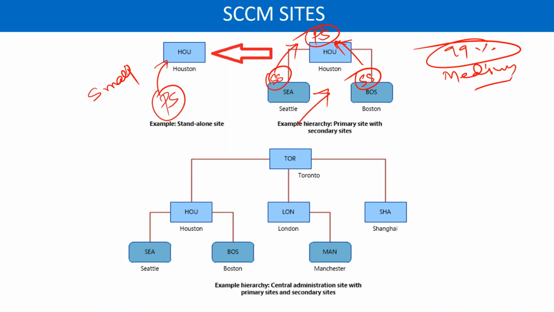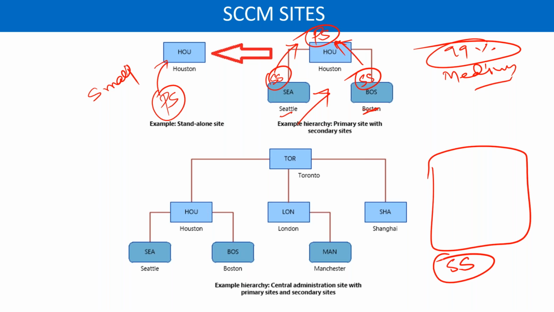Seattle and Boston would be the distribution points reporting to the main server, right? Seattle and Boston will have distribution points too, but they will have secondary sites. On that secondary site, you will have a distribution point and a management point both. By default, you keep these two things.